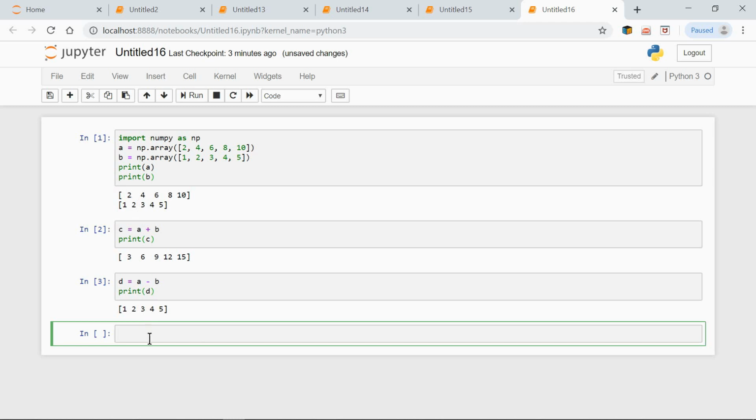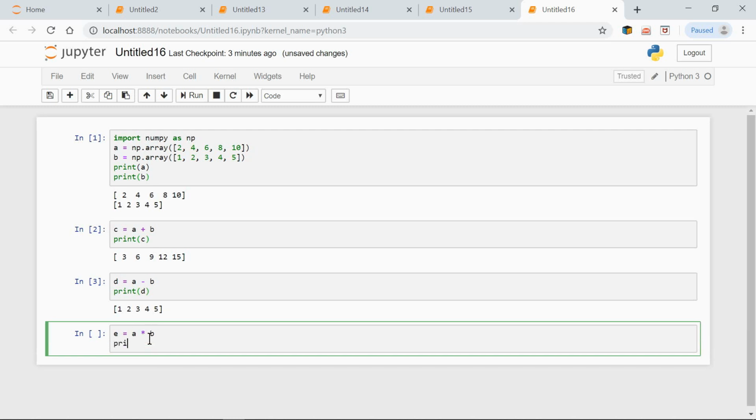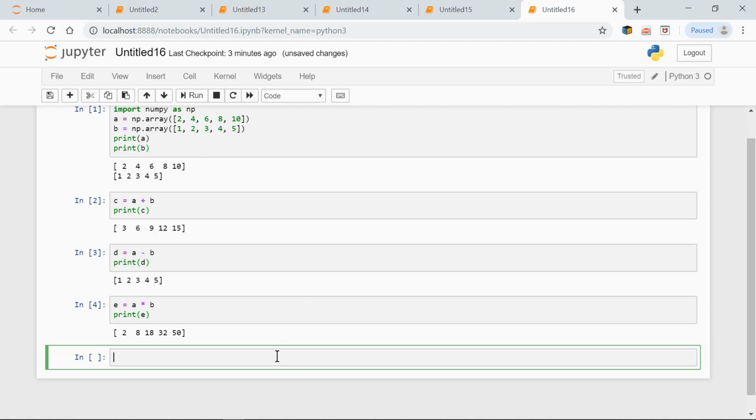Now multiplication. E equals A times B. Print E. Here's the result. 2 times 1 equals 2. 4 times 2 equals 8, and so on.